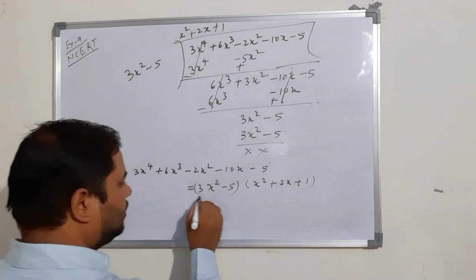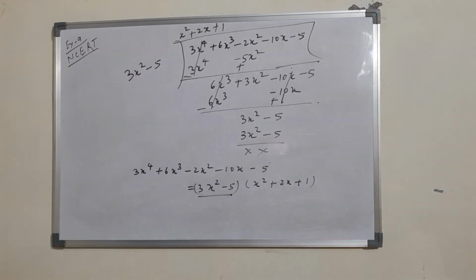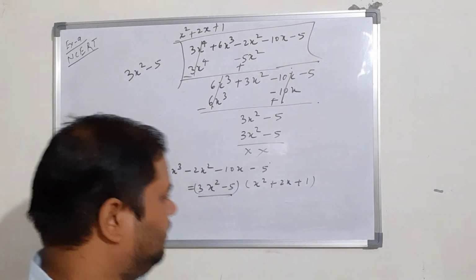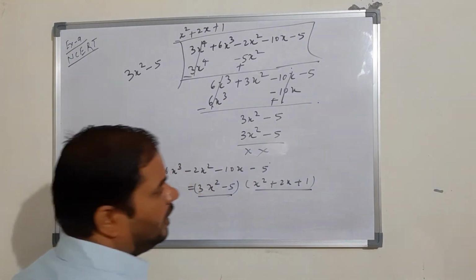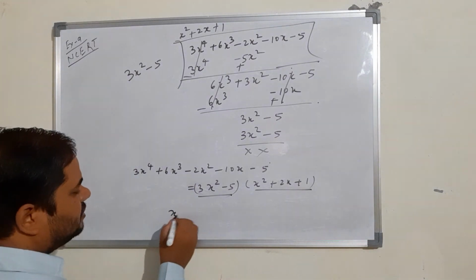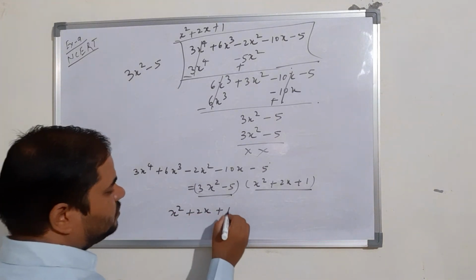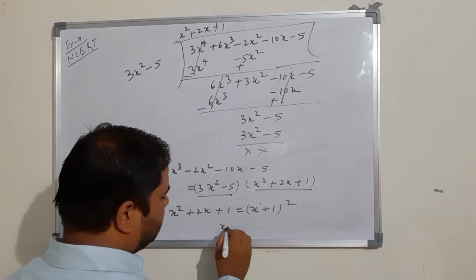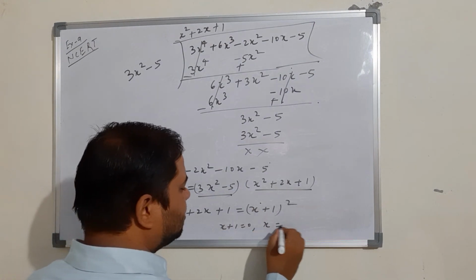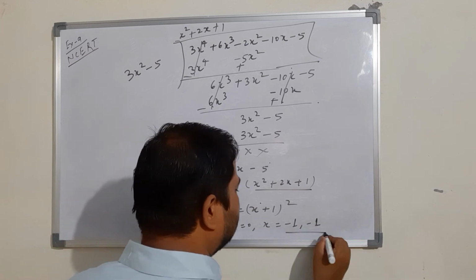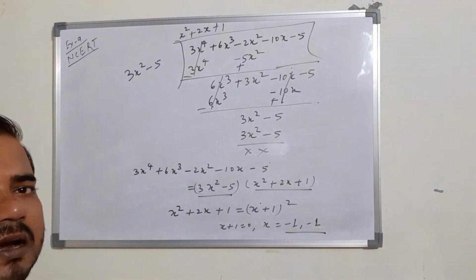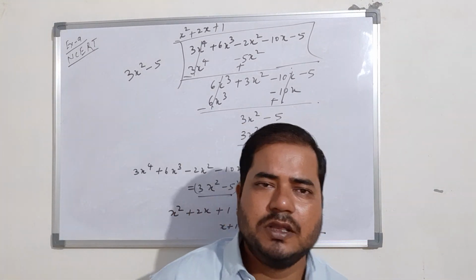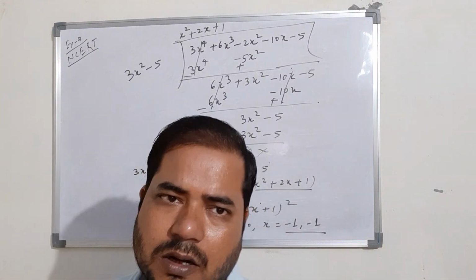So from this particular factor, we will get two zeros as root 5 by 3 and minus root 5 by 3. But from this factor, we get other zeros. So x square plus 2x plus 1 is equal to (x plus 1) whole square. So x plus 1 is equal to 0, x is equal to minus 1 and minus 1. So other zeros are minus 1 and minus 1. Okay, so in this manner, we have to do this particular question.